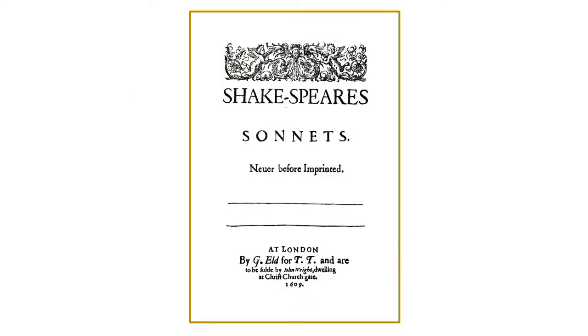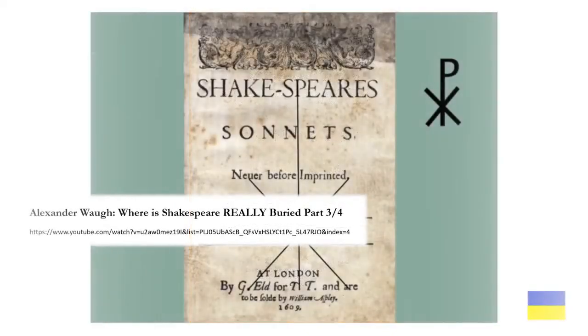Here's the title page to the 1609 quarto of Shakespeare's sonnets. This is a screenshot from Alexander Waugh's video, Where Shakespeare Really Buried, part 3 of 4, in which he explains how to find sacred geometry on the title page as an allusion to God's hand in helping the poet write the sonnets.